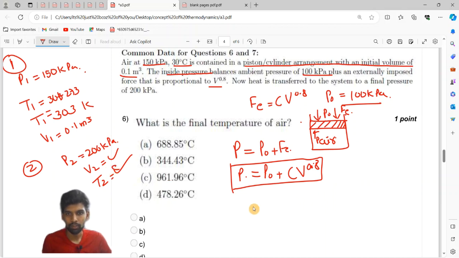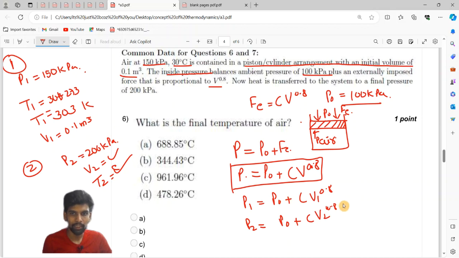Okay, so what we will do is pressure at state 1 is P naught plus C times V1 raised to power 0.8. We can write this. Similarly, pressure at state 2 is P naught plus C times V2 raised to power 0.8. Since we do not know, we can do it in either way, means by solving this equation, first calculate C, then calculate V.